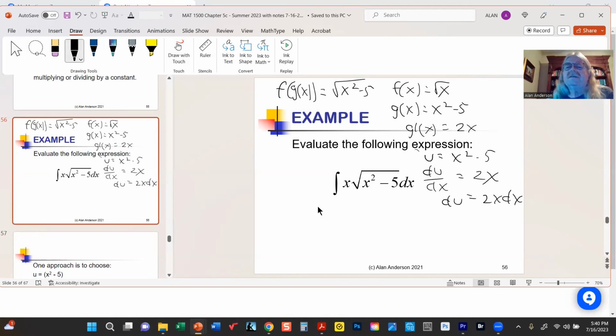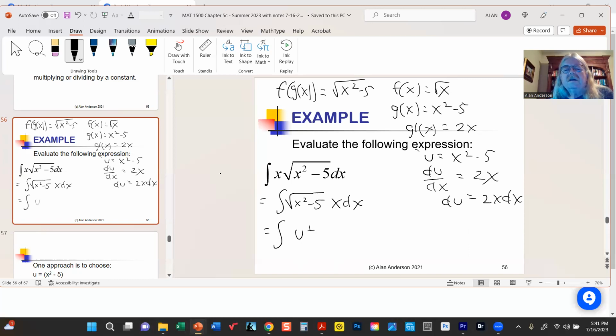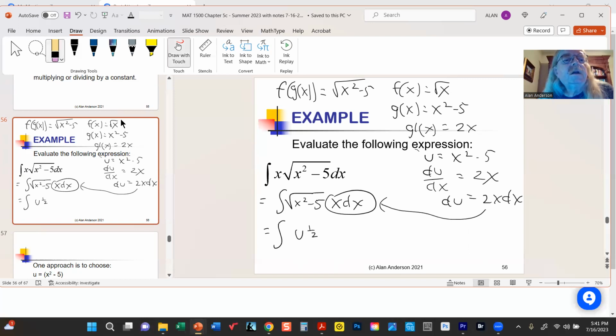Even if you rewrite this thing as radical x squared minus 5 times x dx, you could think of this as u to the 1/2 power. But oh no, guess what? We don't have the proper du. We need 2x dx. So here's what we're going to do. This is our clever strategy. We're going to multiply and divide this expression by 2.